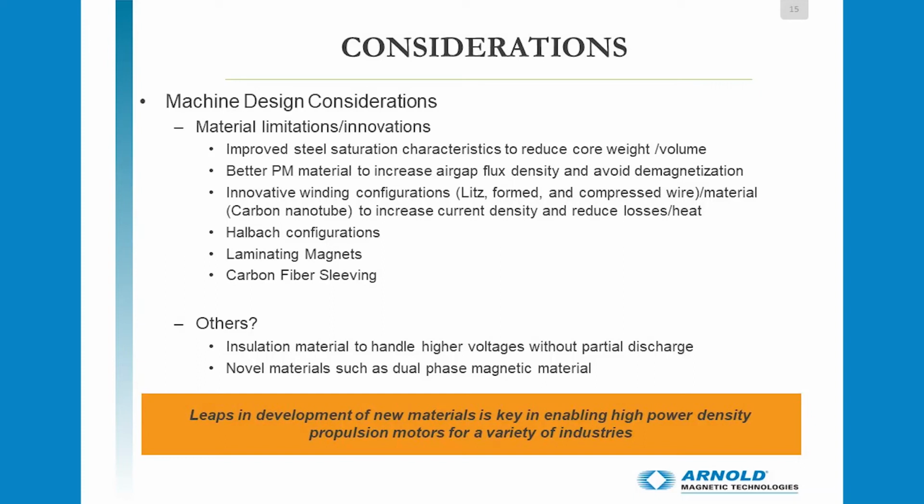Another would be better PM materials to increase air gap flux density and avoid demagnetization. That can be with the really high-end samarium cobalt materials such as Recoma 33E. That can be with some grain boundary dysprosium diffused materials that we'll speak about.